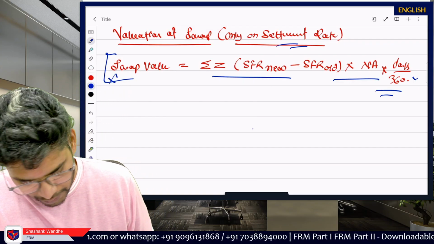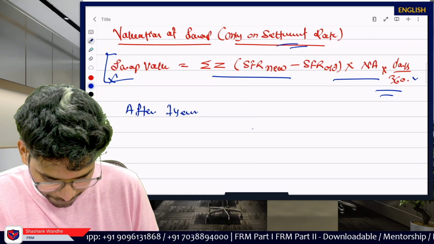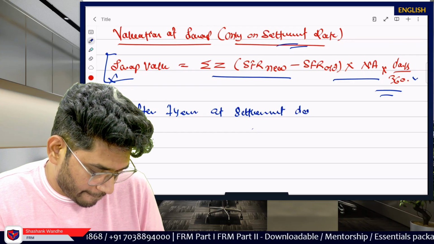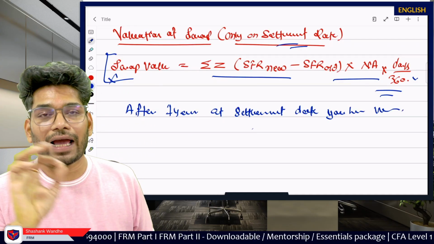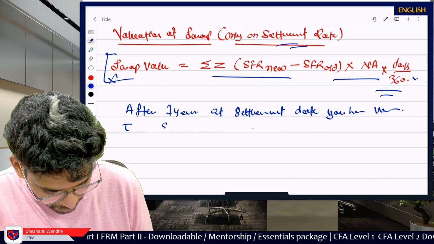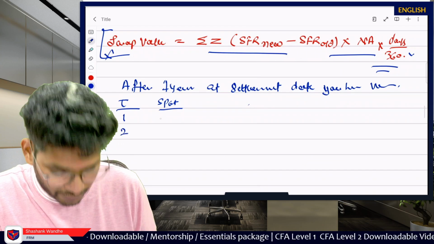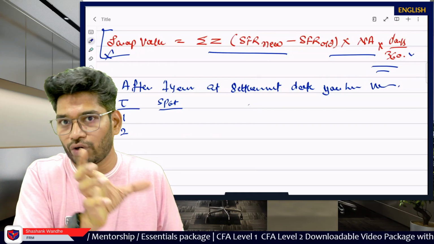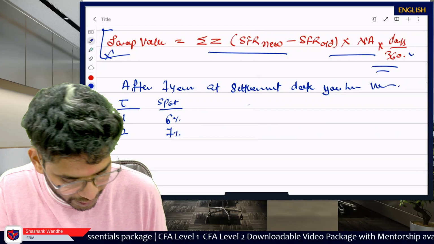So for this, we will assume that after 1 year, so 1 year has lapsed, at the settlement date, you have to do the valuation. You have to calculate the value of the swap. For this, again, we will need the spot rates. Remember, initially it was 3 years. Now 1 year has lapsed, so you have only 2 years left. So for 2 years, it is 6% and 7%.